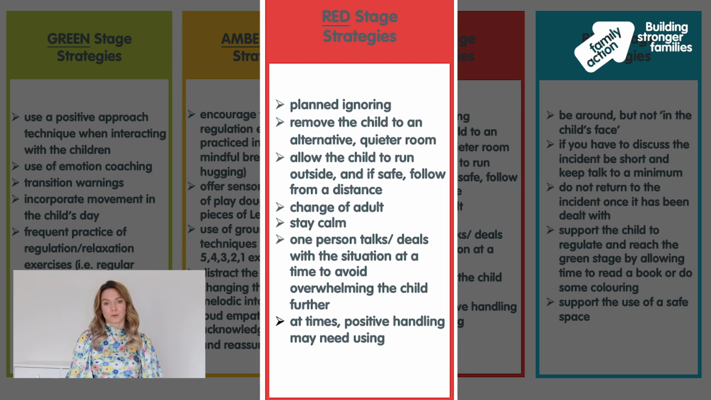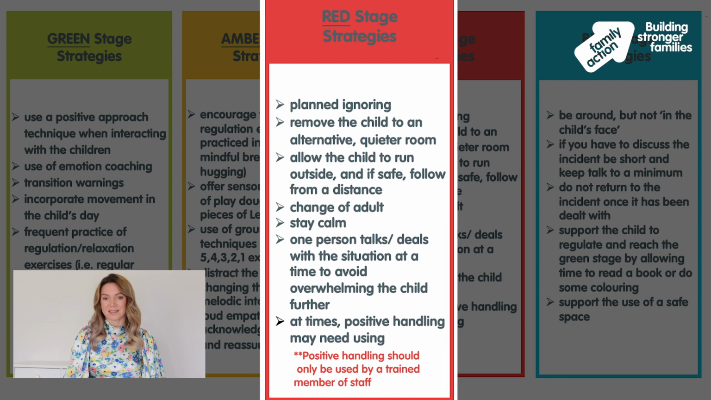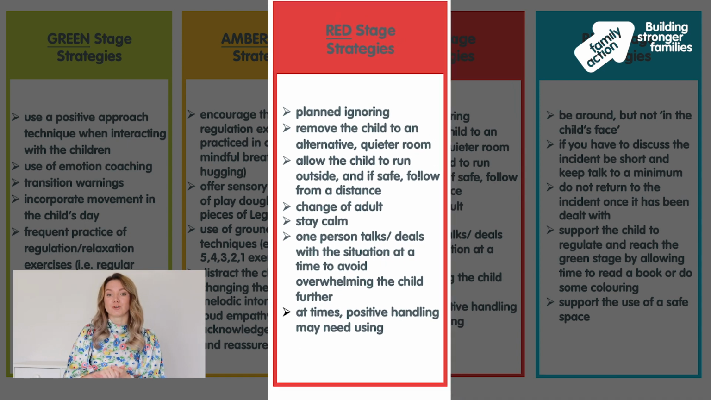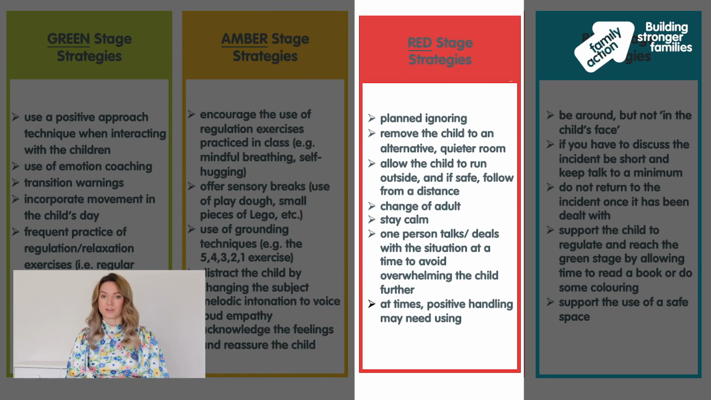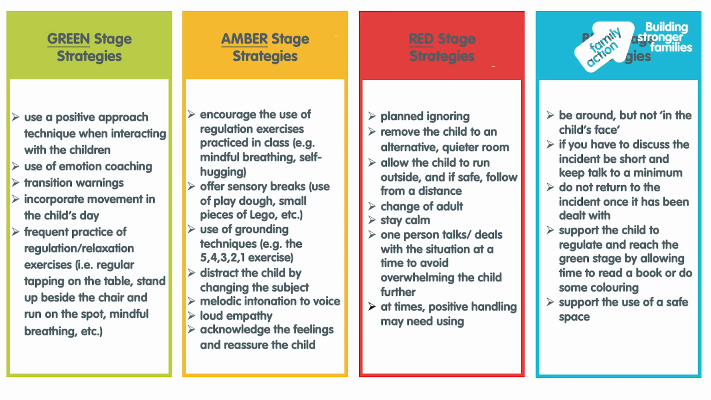Strategies in this stage may include planned ignoring, if possible, remove the child to an alternative, quieter room, allow the child to run outside and, if safe, follow from a distance. Change of adult. Sometimes a child may respond better to a new face, and changing the adult may help the child regulate quicker. Lastly, in the red stage, positive handling may be used if the child is posing a risk to themselves or others, but it should be used only after other interventions have been unsuccessful.